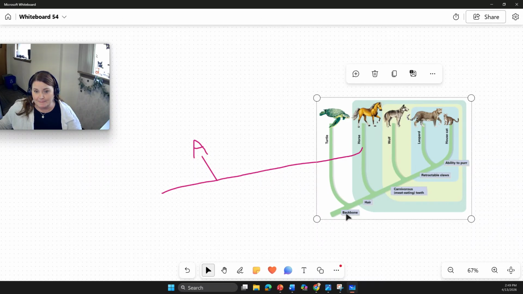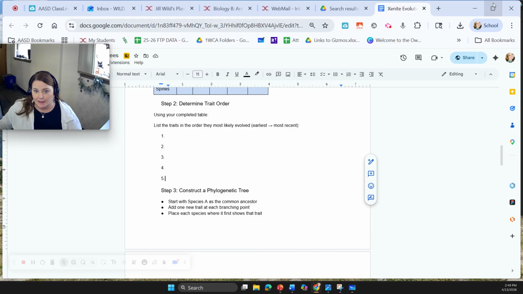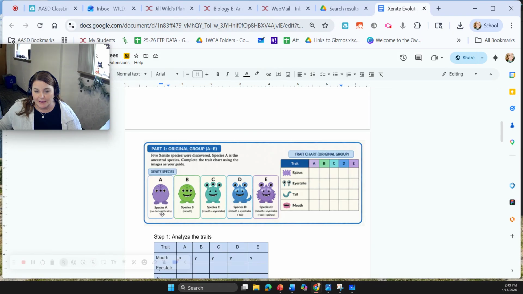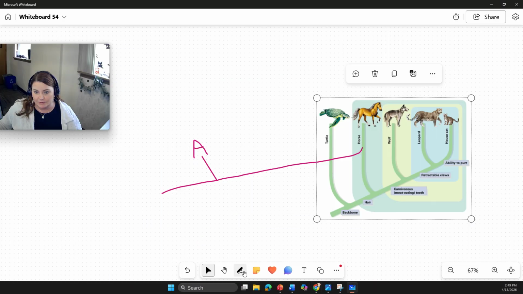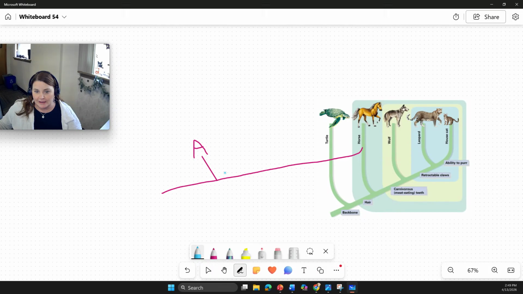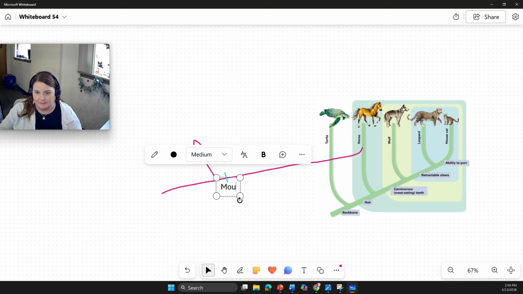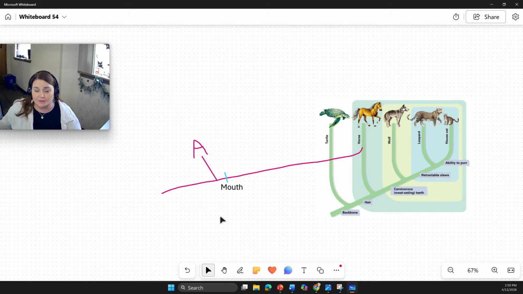So perhaps we'll put species A in here, and then if we go back here and say, well, B has a mouth and so does C, D, and E, the first derived character is going to be having a mouth. So then I would put something here and indicate that this represents, oops, let's do that here. Okay, that's the derived character. A doesn't have a mouth, so the derived character comes after A.